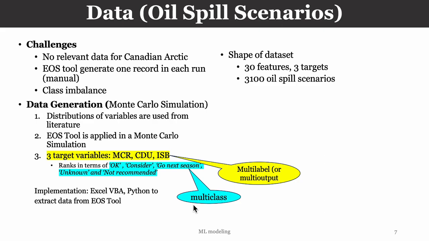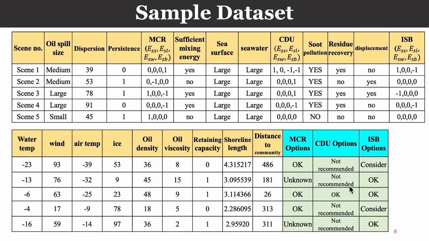Since oil spill in Arctic is rare, we perform Monte Carlo simulation to obtain a relevant data set. And in our data, we have 30 features and 3 target variables. Here's a quick sample of the data set. Each target variable has multiple classes. So this particular problem is a multi-class, multi-label classification problem.